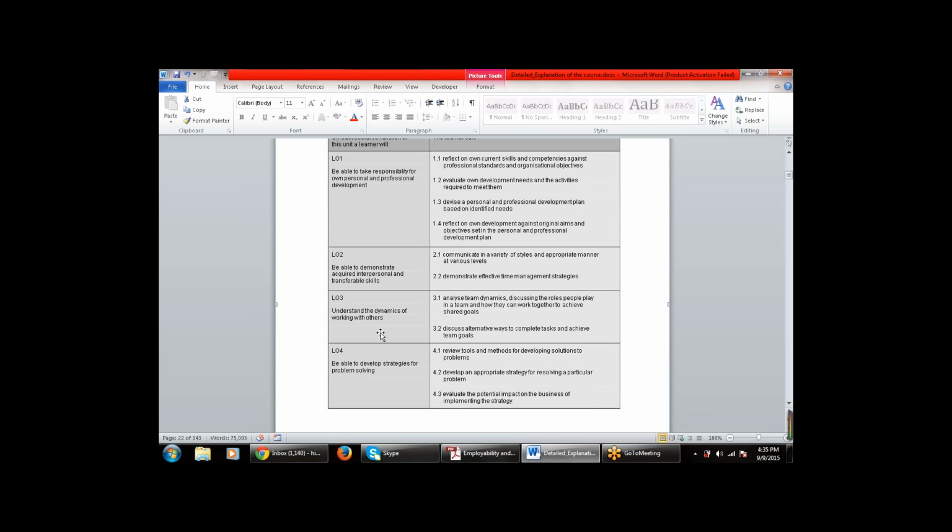This includes two actions. One is to analyze the team dynamics, which means what is the team size, how many persons are available in a team. That is the team dynamic.